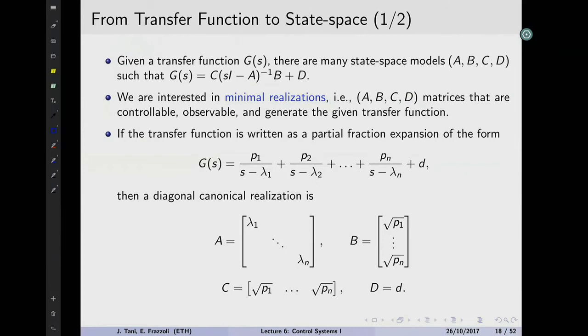You might remember that once we looked at the modal forms, it was really obvious when a system was controllable and observable. And controllability and observability were two really important concepts for us.